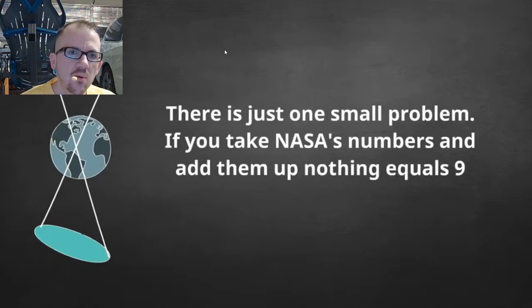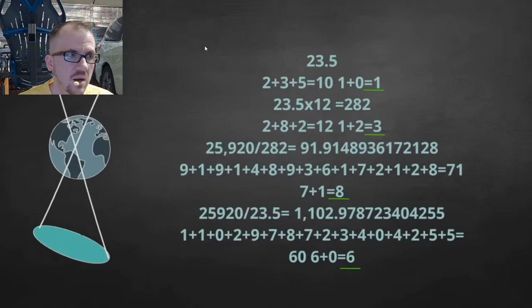All right, I just had a problem with what NASA was saying, because when I added up the numbers, nothing equaled 9. And I'm going to show you that. 23.5: 2 plus 3 plus 5 equals 10, and 1 plus 0 equals 1. Well, that's not a 9. 23.5 times 12, because we have 12 months, or 12 zodiac signs, ends up being 282. Well, that's a 3. That's not a 9. 25,920 divided by the number that they're saying, which is 282, equals 91.91489361722128. And I did the math for you, and that's an 8. And that doesn't equal 9.